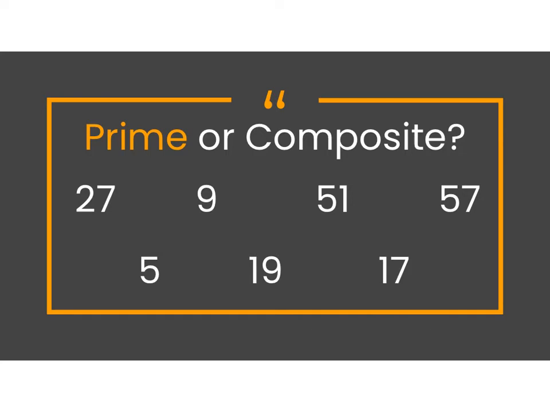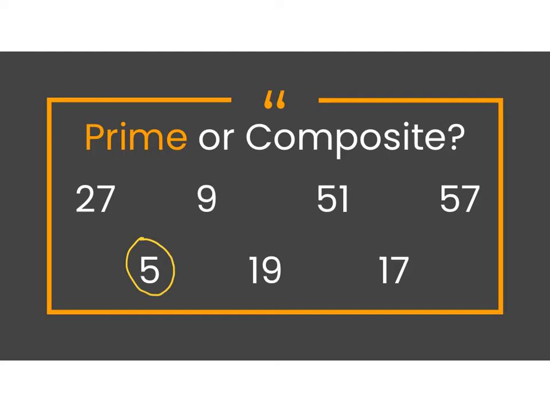Let's look at 5. 5 only has 2 factors. We can only multiply 1 and 5 together to equal 5. So we're going to circle 5 because it is a prime number. It has exactly 2 factors.